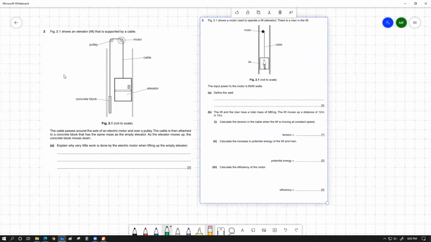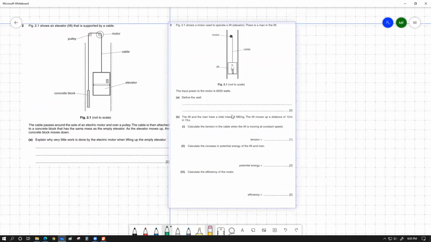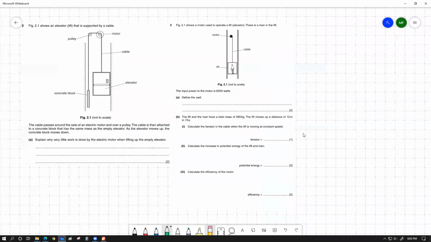So let me help you understand the significance of these two designs. What you can see over here is a lift design where they have used an empty elevator. We can see an empty elevator with other people. And there's a concrete block over here. And there is a pulley and there is a motor.